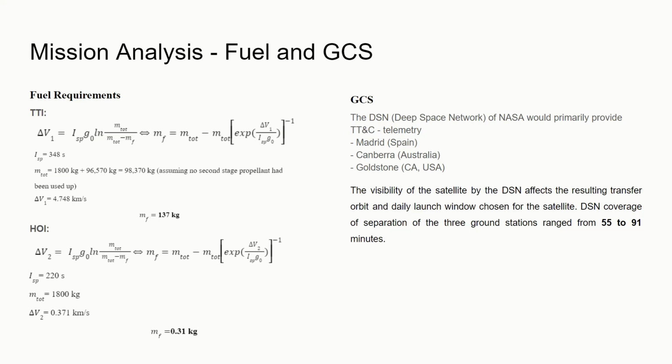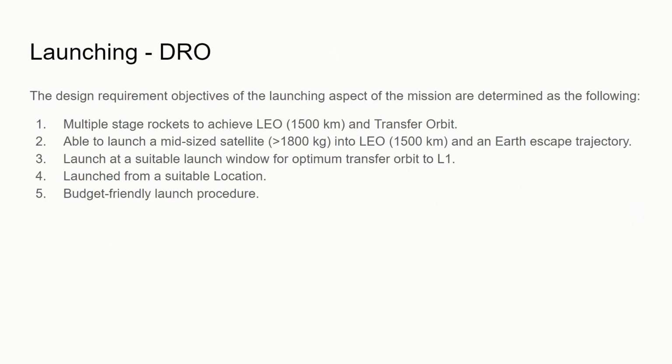For the ground control station, we'll use the Deep Space Network of NASA, which would primarily provide telemetry and control from three ground control stations in Madrid, Canberra, and Goldstone. The visibility of the satellite by the Deep Space Network affects the resulting transfer orbit and daily launch window chosen for the satellite. The DSN coverage ranges from 55 to 91 minutes.